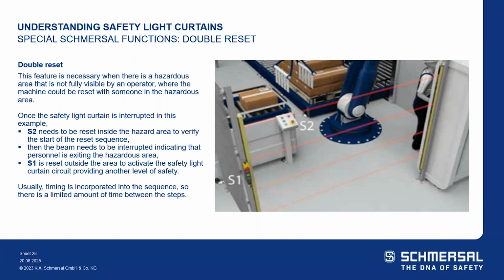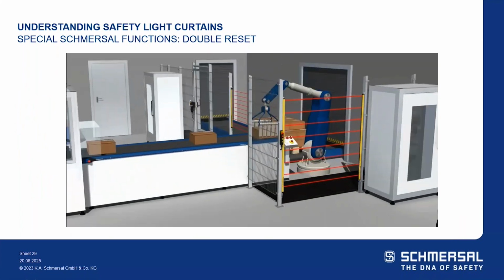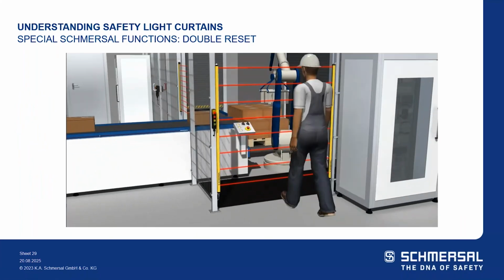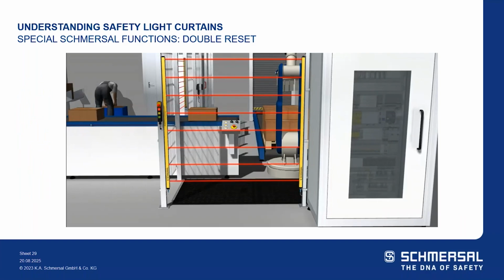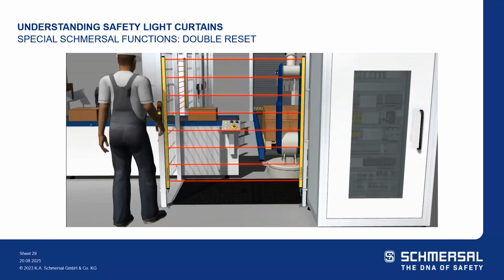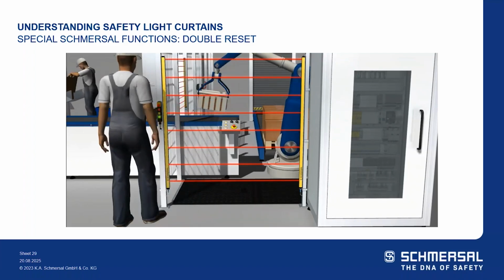And there's timing that's incorporated into this sequence and can be adjusted. So there's a limited amount of time between initiating step number 1 on the inside, which is switch 2, and step number 2, which is switch 1 on the outside. So this video will give you a demonstration of that. We lose line of sight of Johnny come lately. And so thankfully no one can reset the robot because he is still inside, and that requires that double reset action.